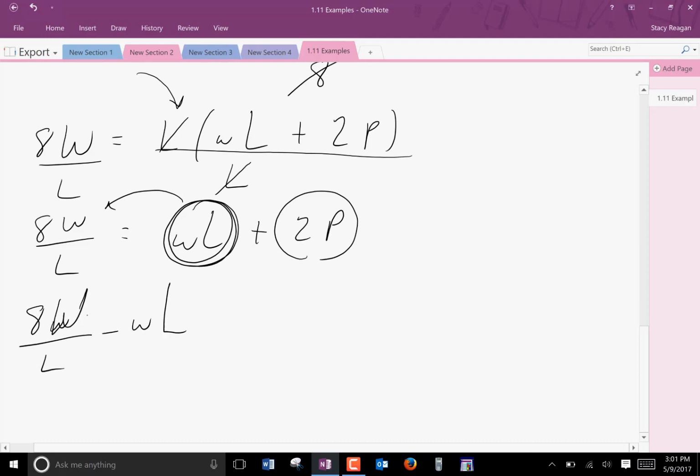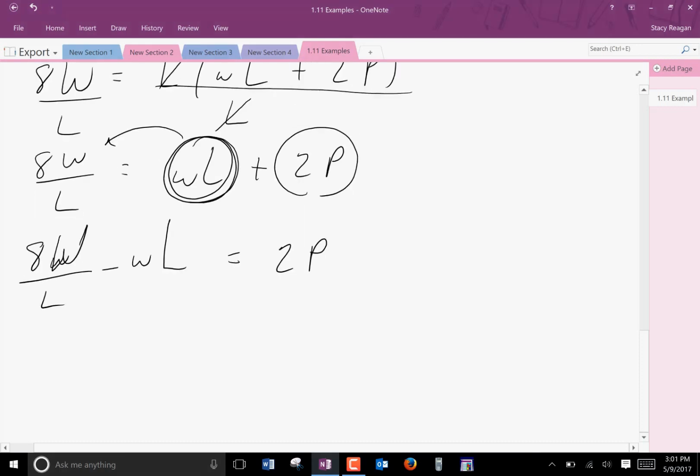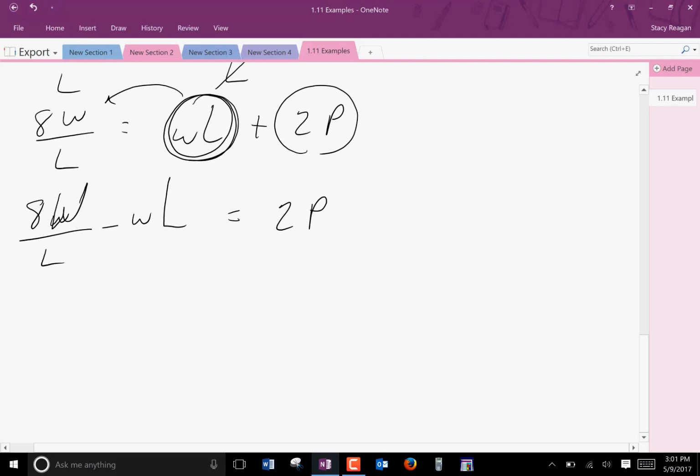This is a big W. Let's make the difference in that. And now I have the 2 up against the p, and I'm trying to get the p by itself. So I'm going to divide both sides by 2.